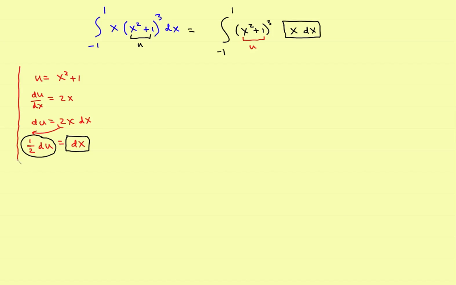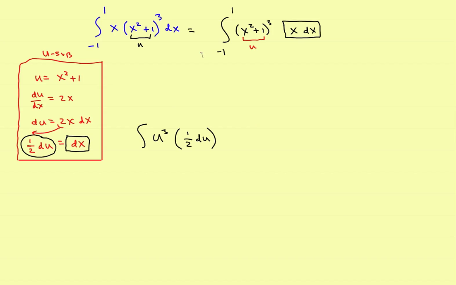So there's my U-substitution. Now, what that gets me to is this. It'll be the integral of u cubed, and then in place of x dx, put what it's equal to, 1/2 du. But again, let's change the limits. Remember, this is from x equals -1 to x equals 1. Well, what we want is from u equals something to u equals something. So here I'll change the limits.